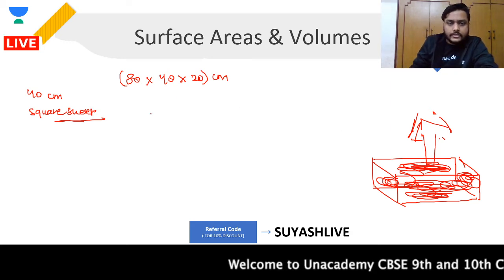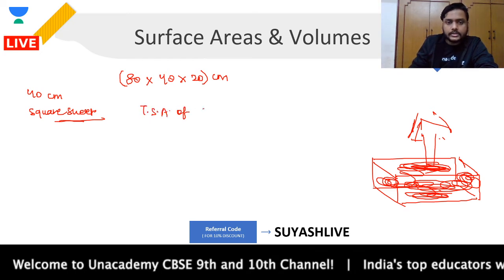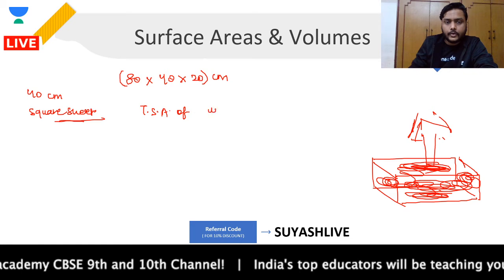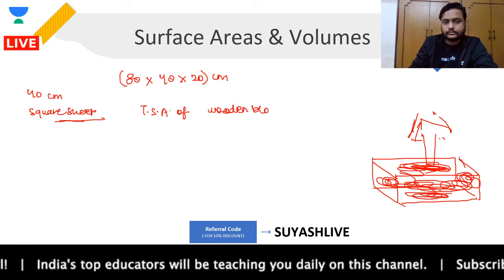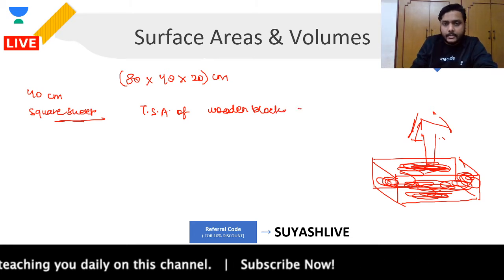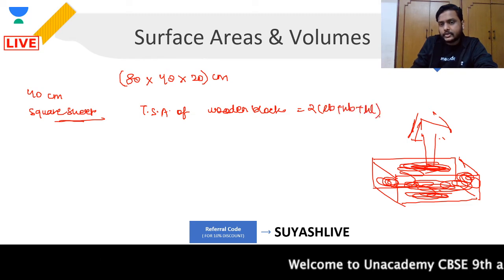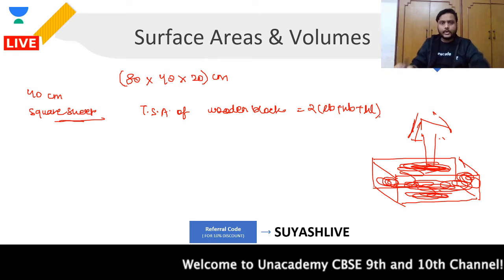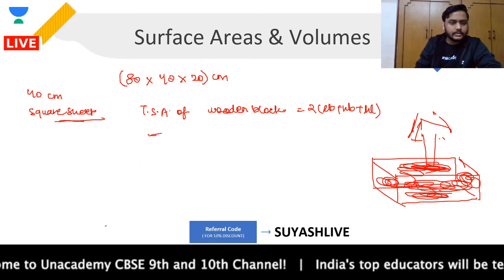So I will simply say total surface area of your wooden block is, it's gonna be 2 times of LB plus BH plus HL. This is gonna be the total surface area of the wooden block. So I can simply say, this is what I can say. Just a moment guys.